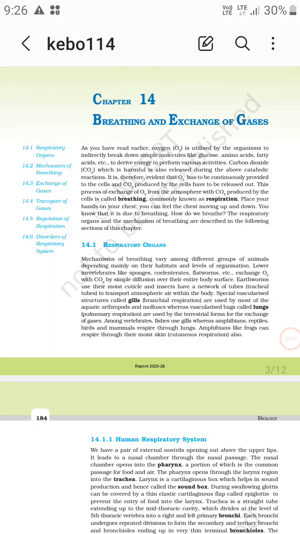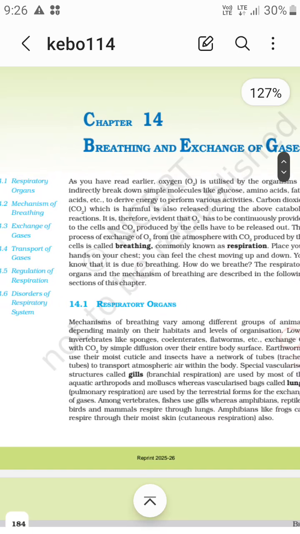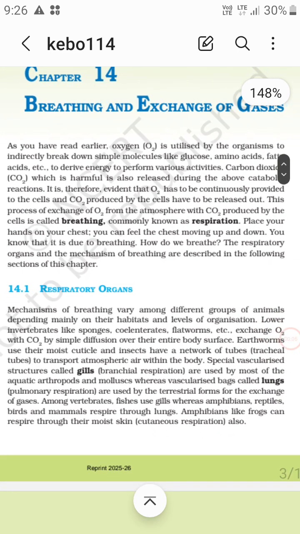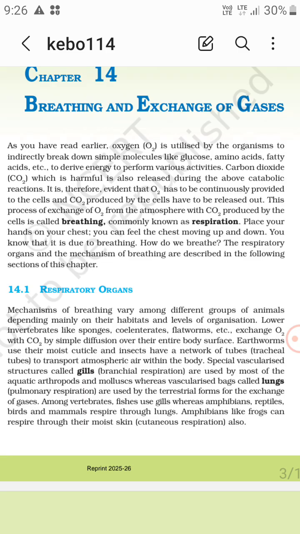Now, breathing and exchange of gases. First, as mentioned earlier, oxygen is utilized by organisms to indirectly break down simple molecules like glucose, amino acids, fatty acids, etc., to derive energy to perform various activities. So oxygen is utilized to break down these molecules.